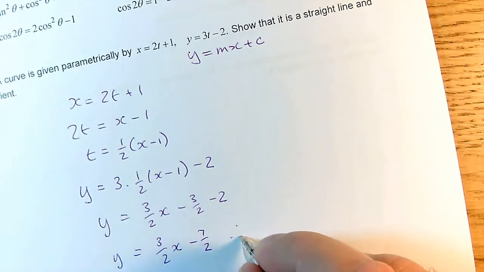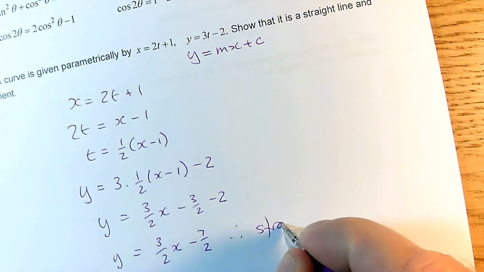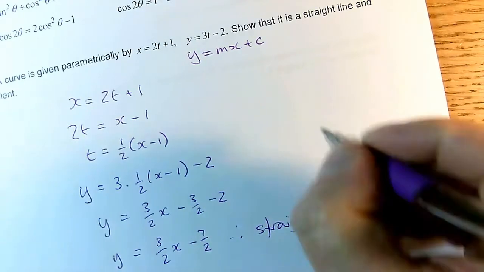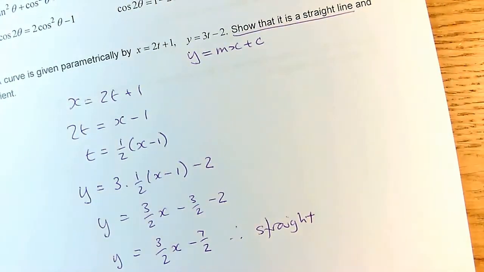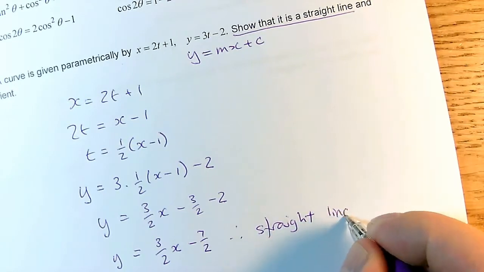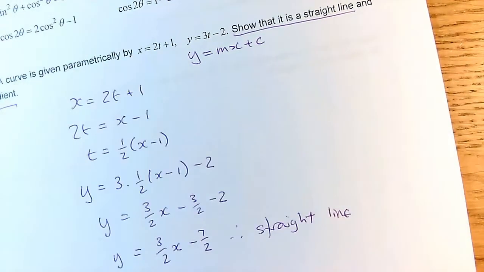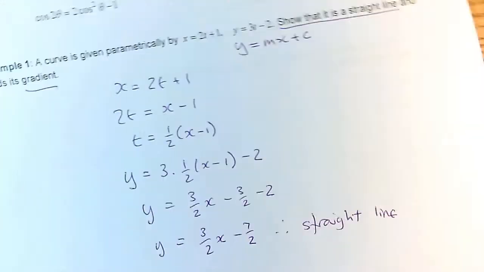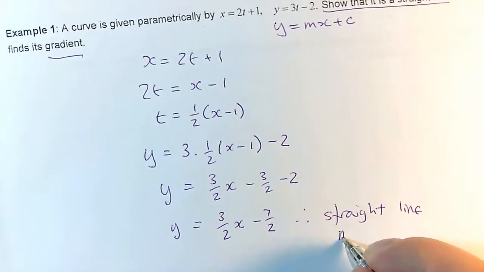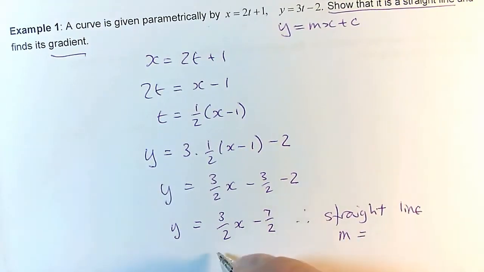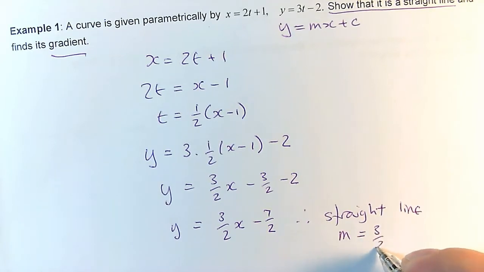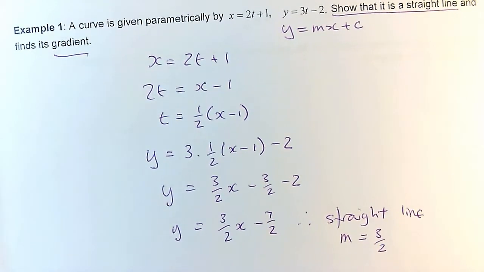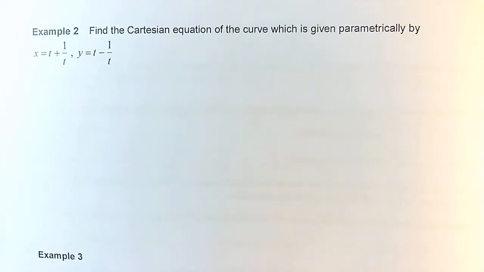Okay, so therefore I can just comment that that is a straight line. That's one of the things I had to do. I had to show that it's a straight line, so I must draw that conclusion. And the other thing I needed to find was its gradient, so I need to say for this line that m, the gradient, is the number in front of x, 3 over 2. So that's that question.